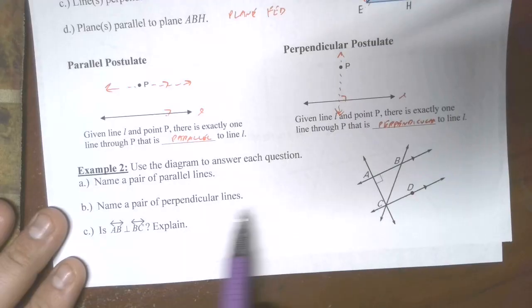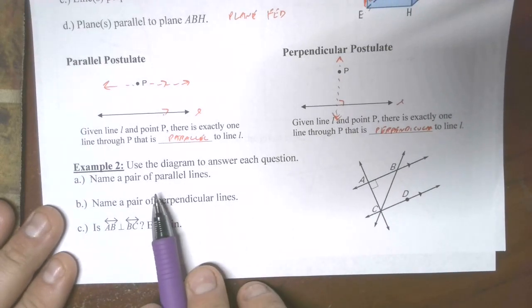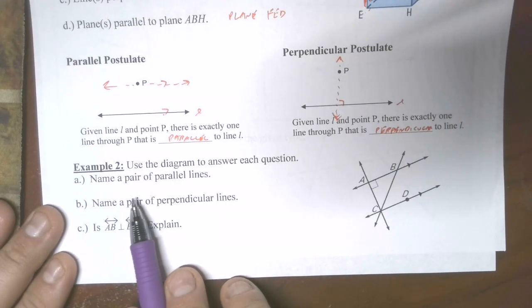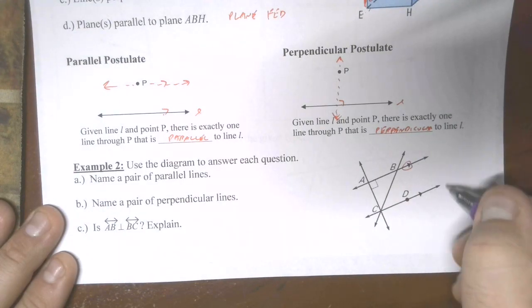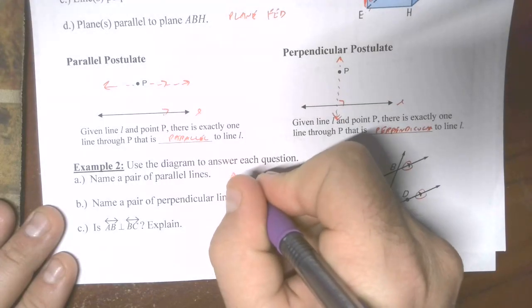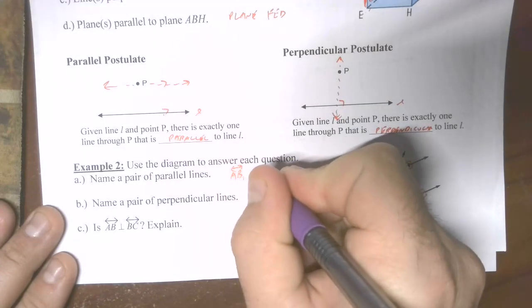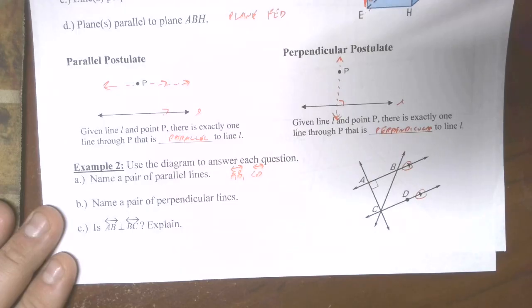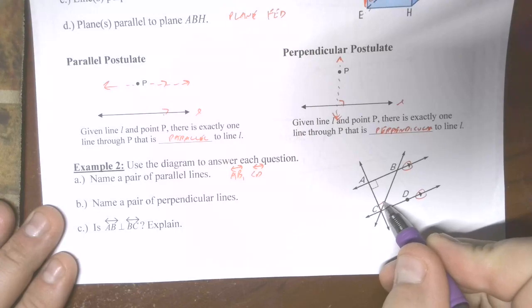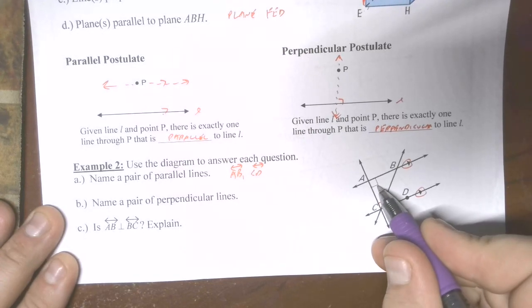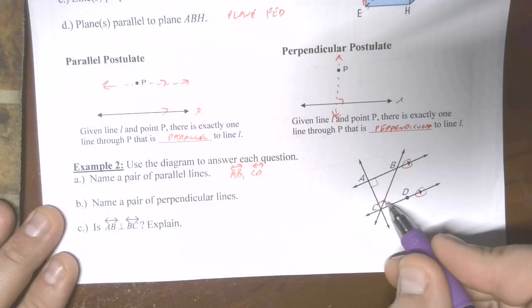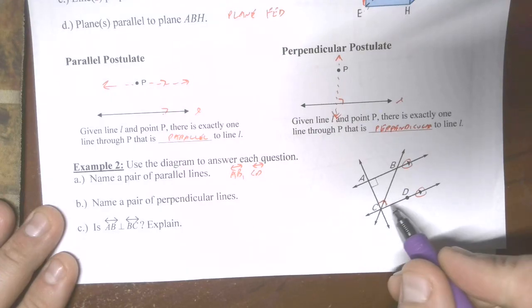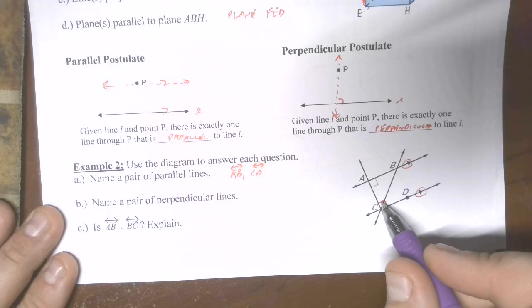So let's look at a picture of a scenario where we're going to answer some questions from a diagram. Name a pair of parallel lines. Well, AB is parallel to CD. You can also see that this angle is 90 degrees down here because this one's 90 up here. And because these are parallel, if that one's 90, this one has to be 90. So you could also look for that relationship.